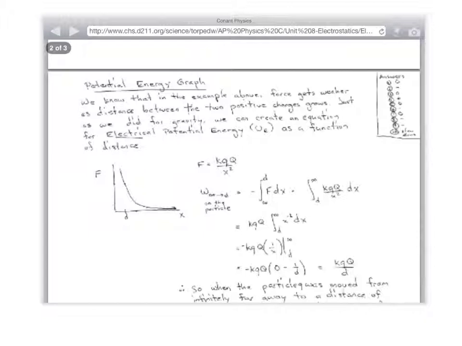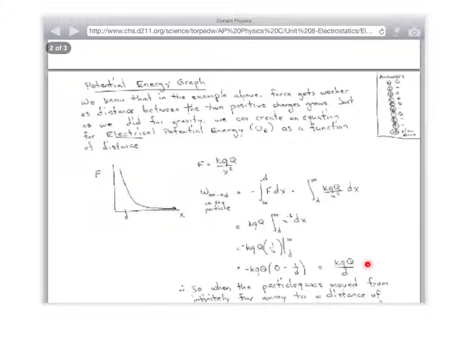Okay, so derivation of that. We're going to start with F equals KQ over X squared. The work it takes to go from infinity to d is negative integral from infinity to d of F dx, which is the same as the integral from d to infinity of KQQ over X squared. I got rid of the negative sign. Integrate, plug in some stuff, and you end up with the potential energy between two positive charges is KQQ over d, which should look familiar from yesterday.